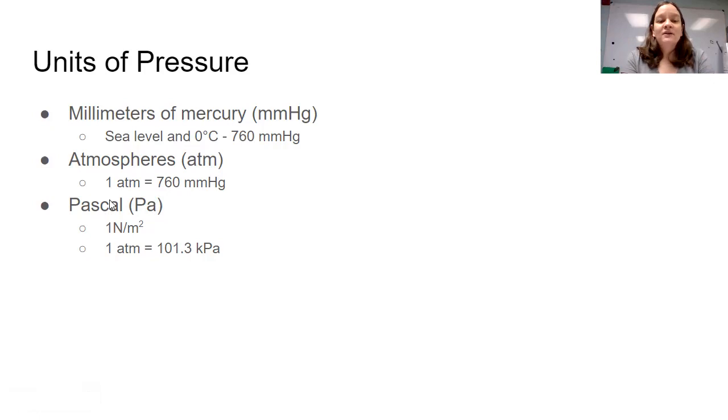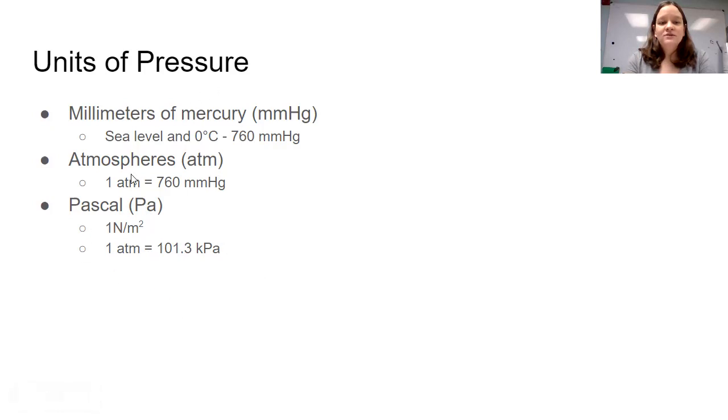And then we have pascals, and pascals are related to what we talked about at the beginning of our lesson, where we have a force per unit area, newtons per meter squared, in this case, because those are the SI units for force and area. And so what's actually more useful than the pascal is the kilopascal. So kilopascals, or kPa, 1 atmosphere is 101.3 kPa.